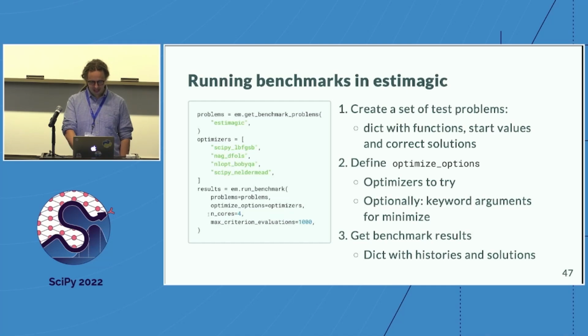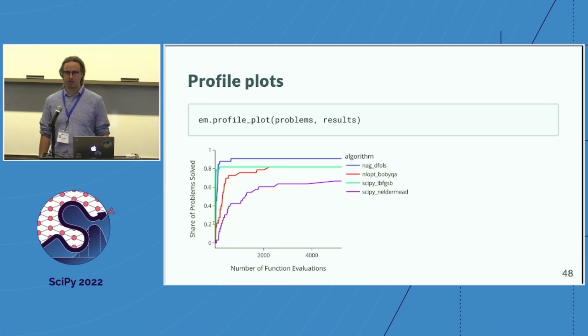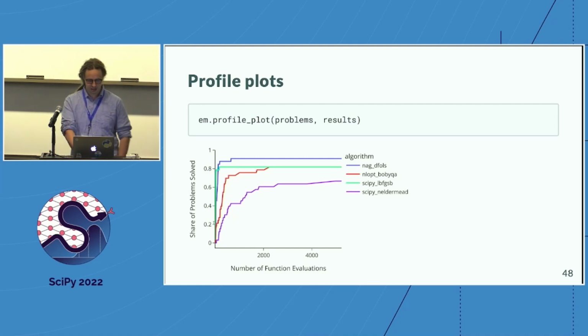Now, just having these results would not be very useful. What we actually want are plots. So I show you 2 standard ways of plotting benchmark results. The first one is a so-called profile plot. On the x-axis, you have the number of function evaluations it took. And on the y-axis, you have the share of problems solved.